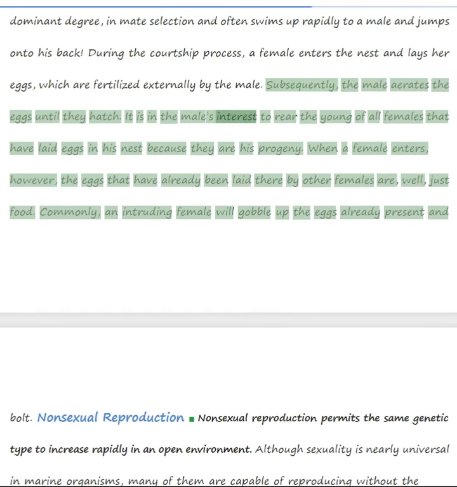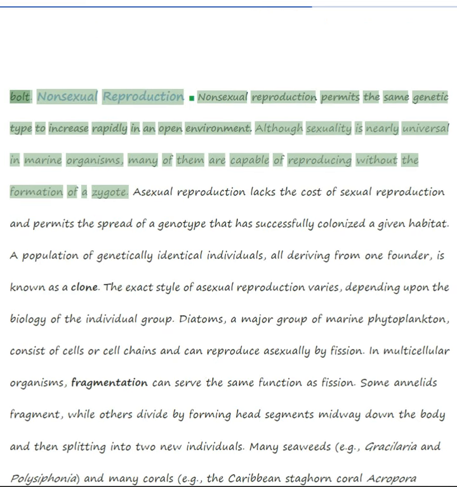It is in the male's interest to rear the young of all females that have laid eggs in his nest because they are his progeny. When a female enters, however, the eggs that have already been laid there by other females are, well, just food. Commonly, an intruding female will gobble up the eggs already present and bolt.